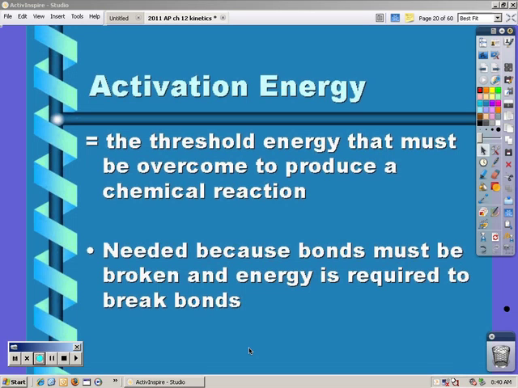Activation energy is the threshold energy that must be overcome to produce a chemical reaction. You need this because bonds must be broken and energy is required to break bonds. And if you don't break the bonds, no reaction occurs.